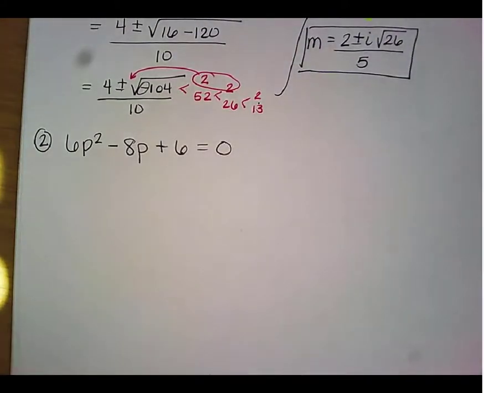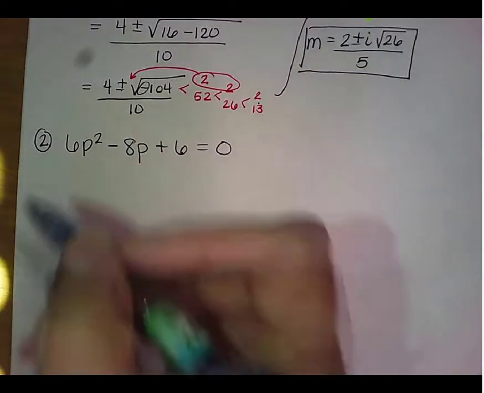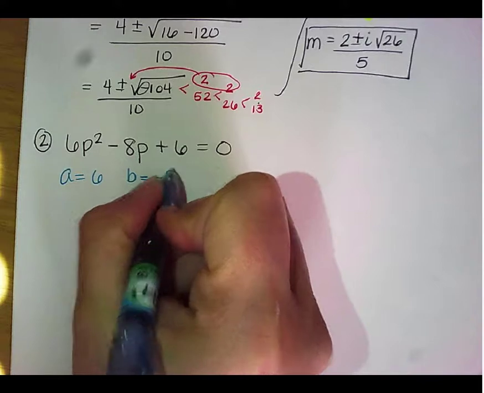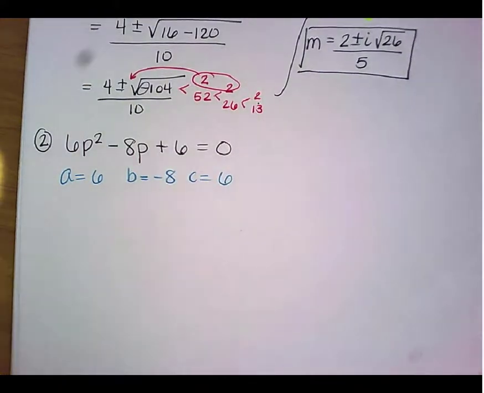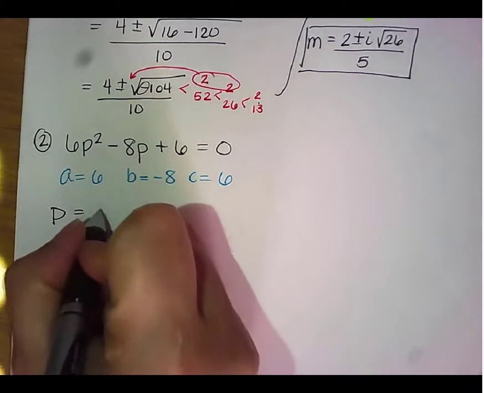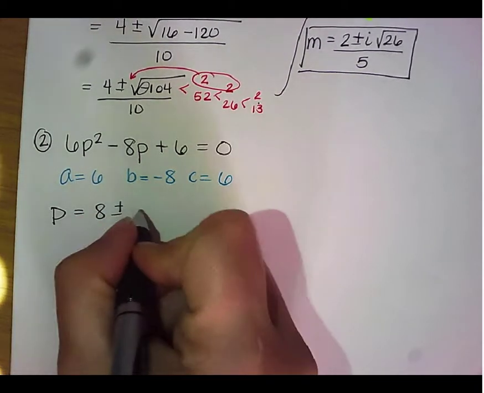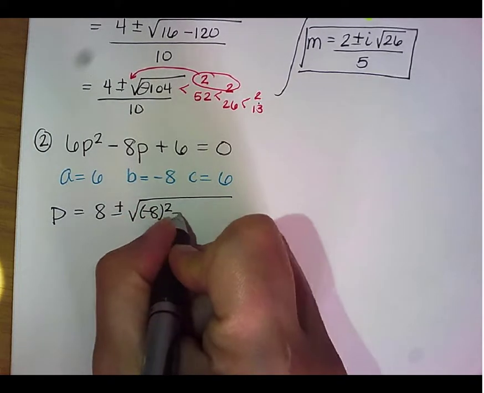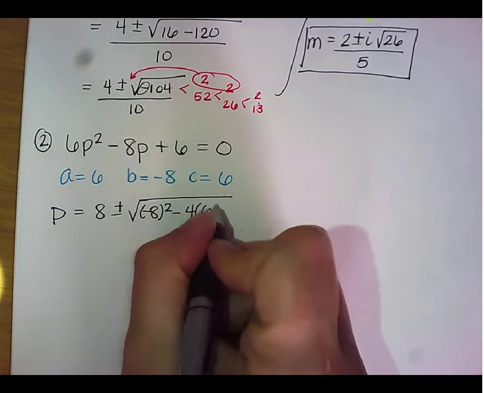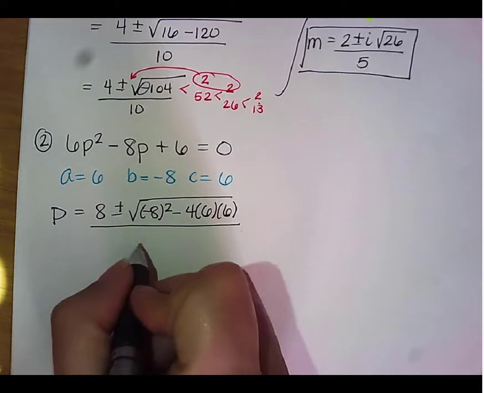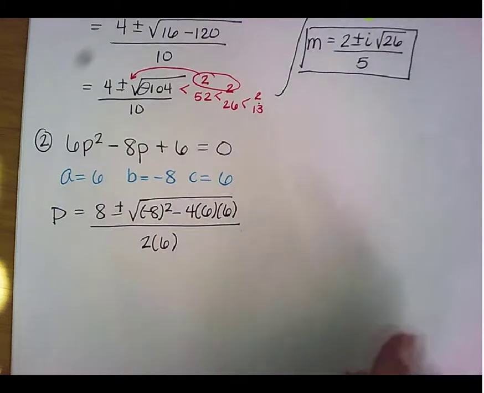Alright, let's try our next one. So again, using our quadratic formula, we want to pick out our A, which is 6, our B, which is -8, and our C, which is also 6. So now plugging that in, P equals 8 plus or minus the square root of -8 squared minus 4 times 6 times 6 divided by 2 times 6.